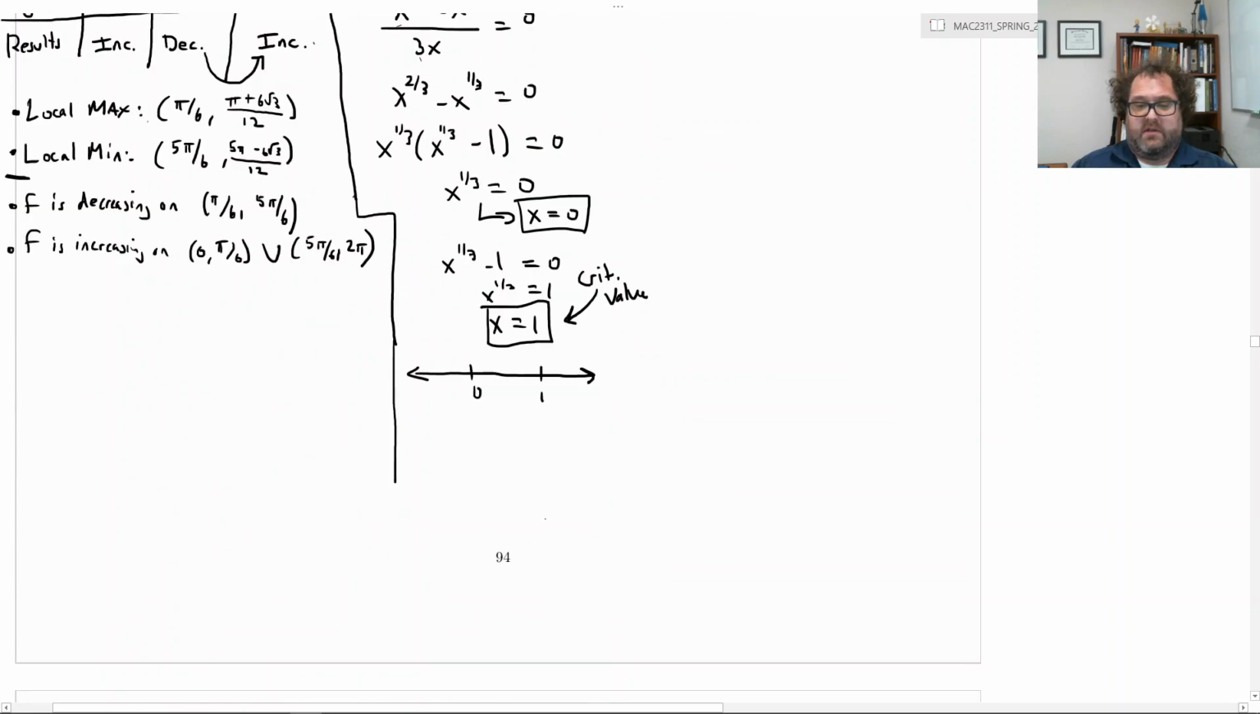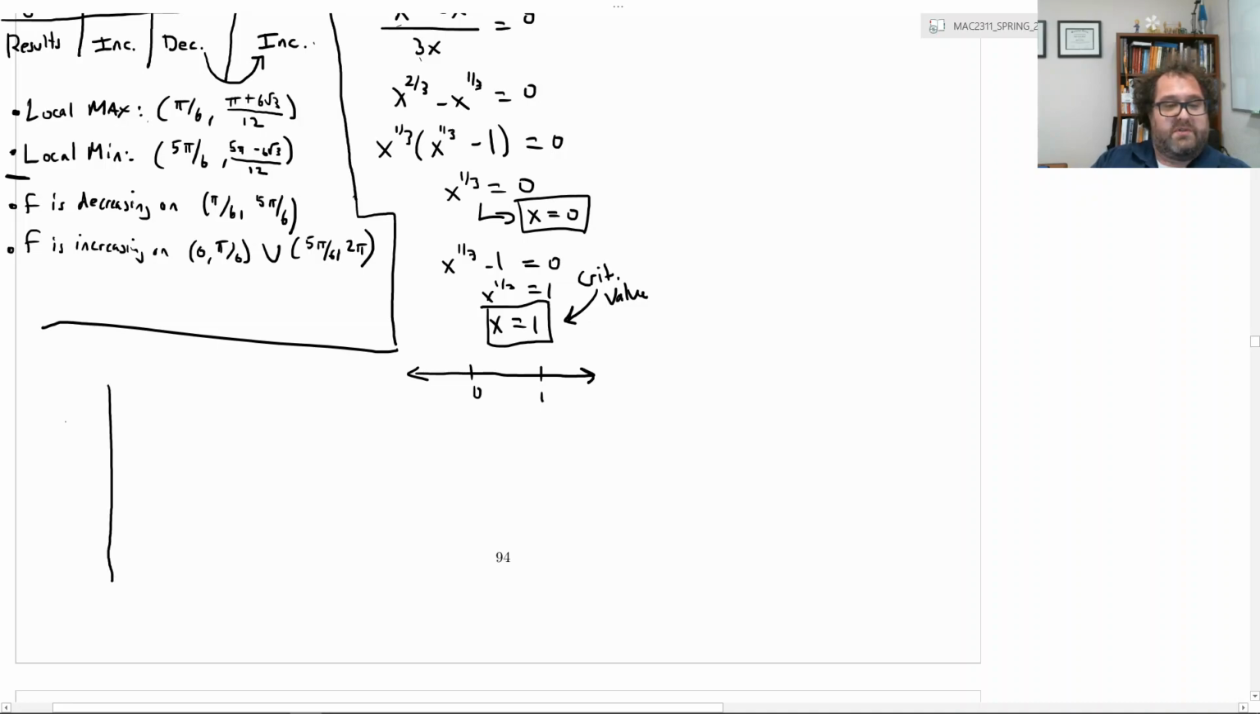Okay, so let's see here. Sign chart. We got plenty of space down here. Let's make a sign chart over here. So we have the first row is going to be your intervals. Well, we have what? We had negative infinity to 0. And then we have 0 to 1. And then we have 1 to infinity. Next up, test points.